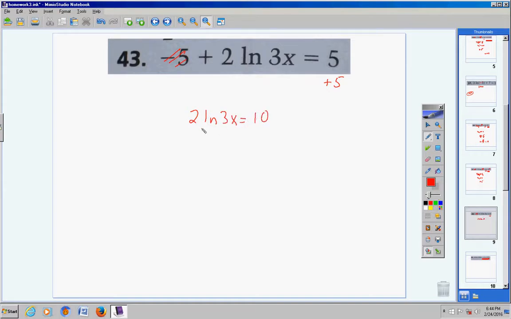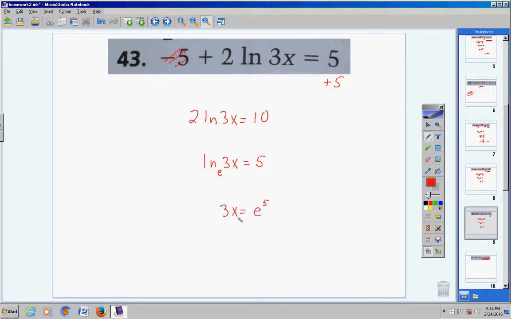Next, divide both sides by 2 to get rid of this 2 right here. And I'm left with the natural logarithm of 3x equals 5. There, the logarithm is finally isolated. Step 1 is done. Step 2 is going to be to write the problem exponentially. So let's write this exponentially. Don't forget the base is e, even though you can't see it. So 3x equals e to the 5th power.